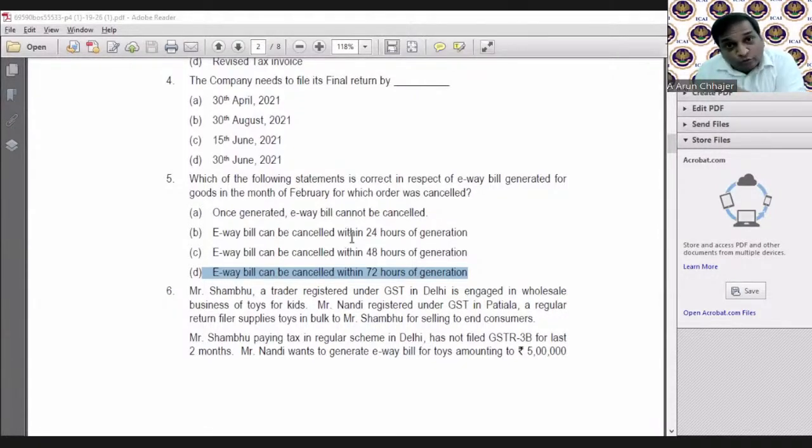What is the due date to pay the taxes under the monthly GST return scheme? What is the due date for payment of the taxes if I am not under QRMP? It means I have opted for the monthly scheme. What is the due date for payment of the taxes?